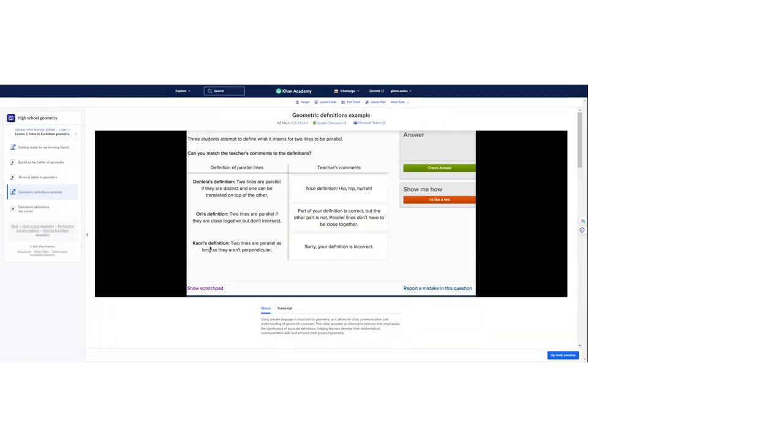And let's see, Kaori. Two lines are parallel as long as they aren't perpendicular. Well, that's just not true, because you can have two lines that intersect at non-right angles, and they're not parallel, and they're also not perpendicular. So, sorry, your definition is incorrect.